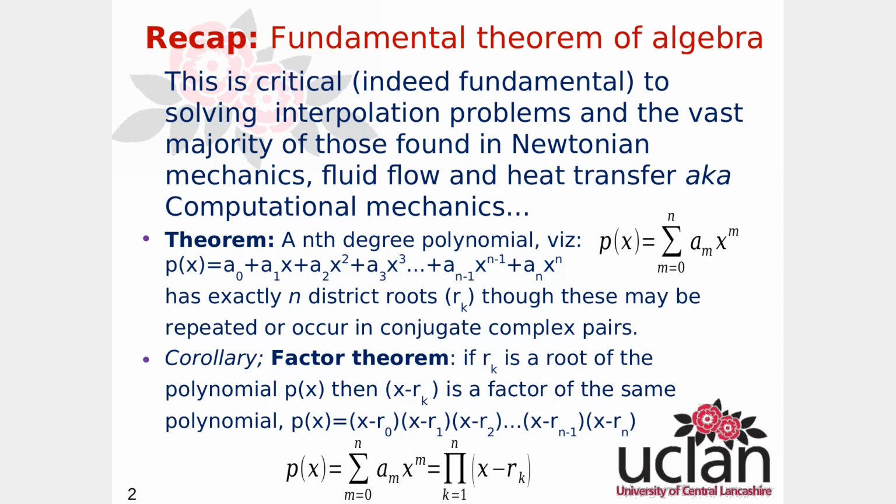The theorem says that for an nth degree polynomial, namely a polynomial that can be written as a power series where m goes from 0 to n, so in this type of form, a0 x to the 0 is 1, of course, a1 x to the 1, a2 x to the 2, etc., has n roots, rk, though these may be repeated or occur in conjugate complex pairs.